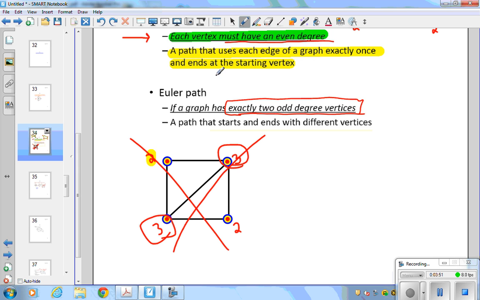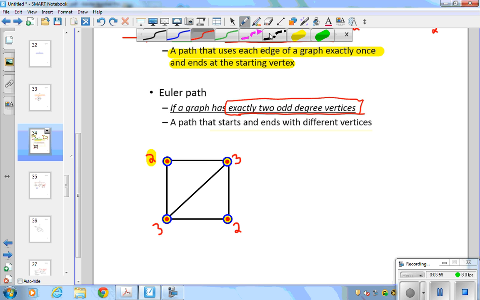Now, that's how you figure it out if you're just looking at the degrees. But if you actually wanted to draw it out, just to visualize why we cannot recreate it, I'm just going to start at this 2 here, and I'm just going to try to recreate this graph.